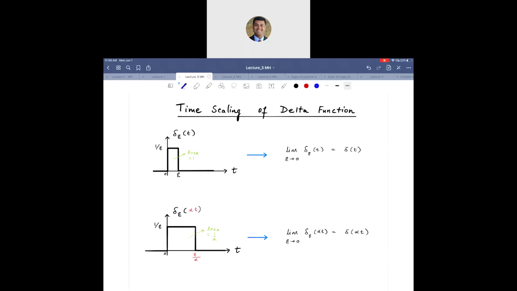All right, let's move on. Now let's talk about the time scaling of delta functions. We have about 5 minutes left. Let me get through as much as I can.